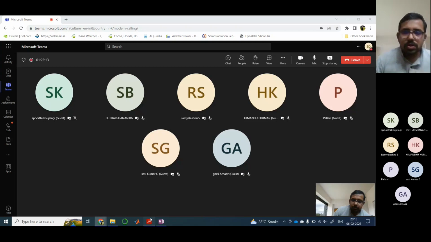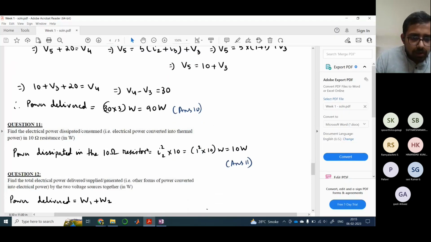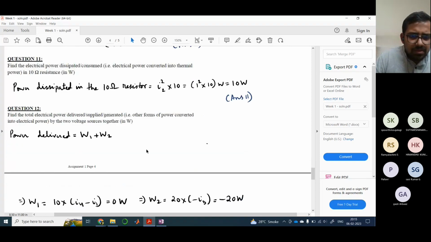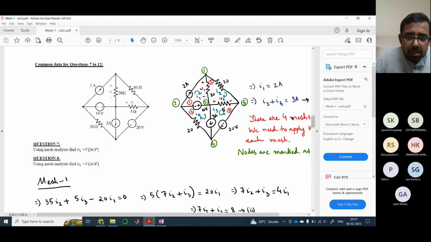Okay, so if you don't have any doubt, I hope this is clear. Now, the last two questions, these are pretty simple. Two questions. So, question 11 says that find the electrical power dissipated consumed in 10 ohm resistance. So, where is my 10 ohm resistance? This is my 10 ohm resistance, right?